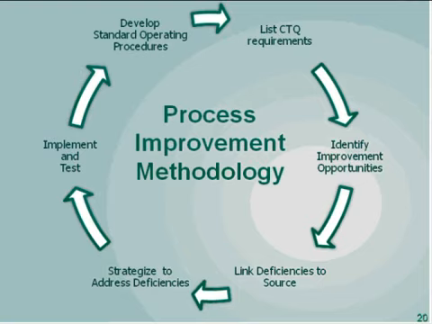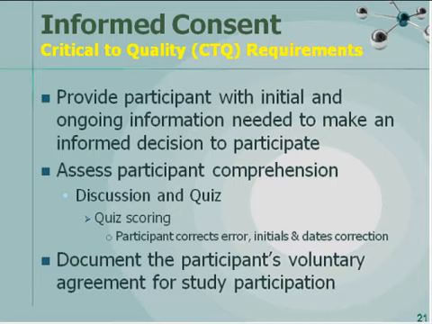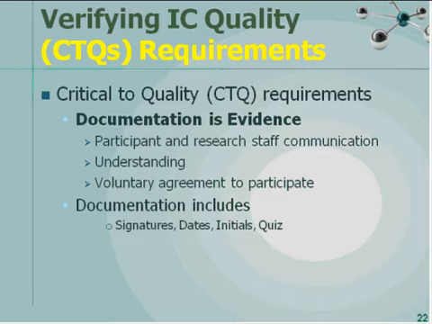And that leads us to the requirements that I mentioned earlier when we list the critical to quality requirements. The ones we have listed on slide 21 are: provide that participant with the initial and ongoing information needed to make an informed decision. Again, we want to assess the participant's comprehension, and we can do that either open-ended or through a quiz. Document the participant's voluntary agreement for the study participation. And I think these are the things that a consent must show and have.